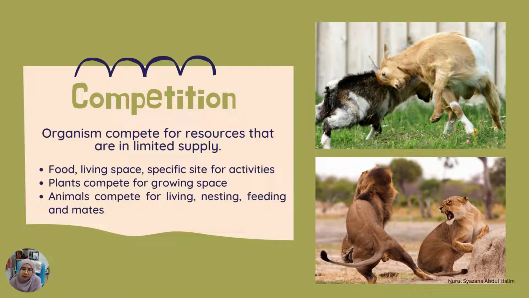Competition can happen either with the same species or different species. Organisms compete for resources that are in limited supply. Organisms also compete for food, living space, specific sites for activities, and mates. Plants usually compete for growing space, while animals compete for living, nesting, feeding, and mates.